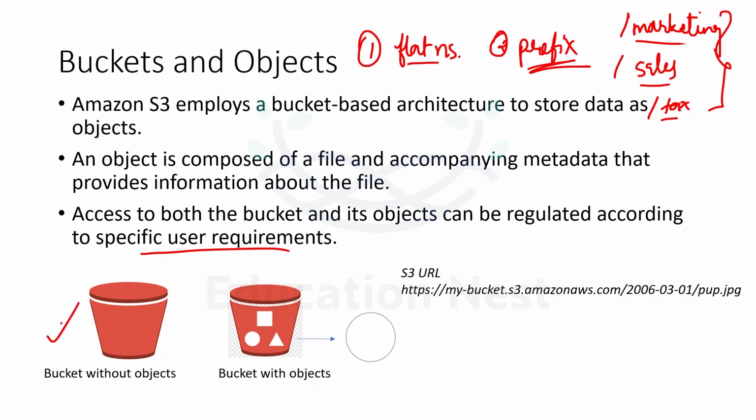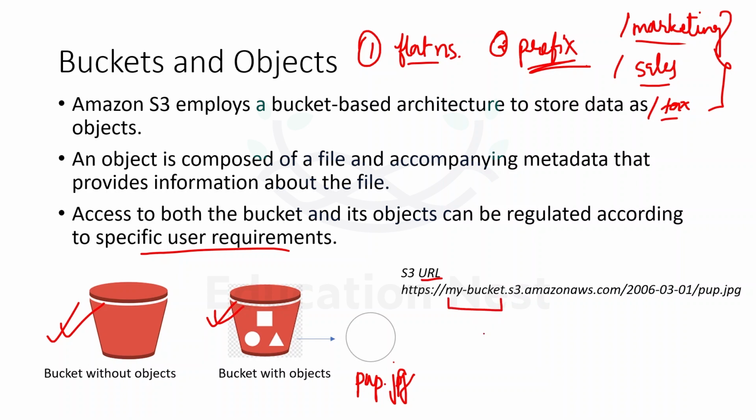So this is the bucket without objects. This is the bucket with objects, right? Now we have the object, and let us suppose this object is called pub.jpg. How can this object be accessed? Buckets and objects, specifically objects, can be accessed through the internet as well. So we need the URL for the same, right? The URL would be something like this.